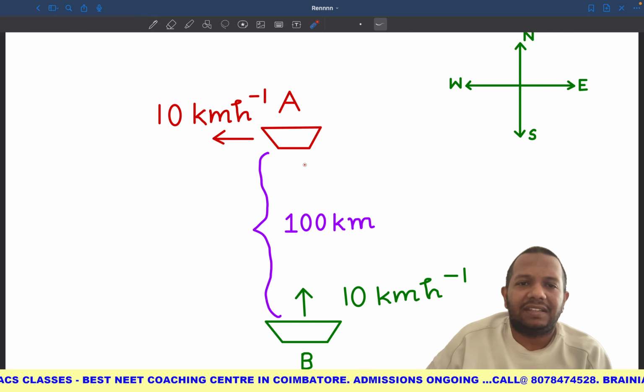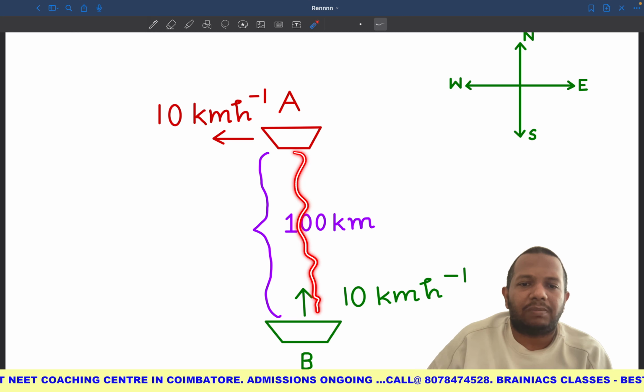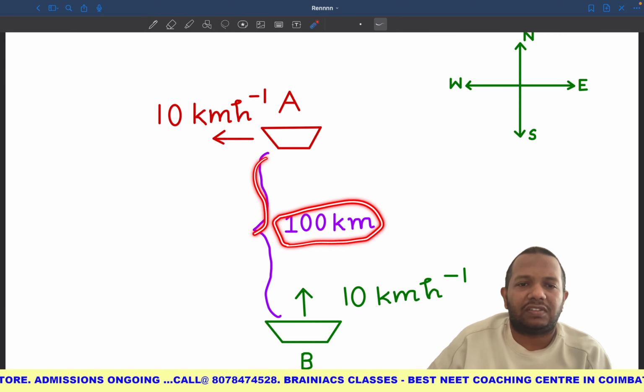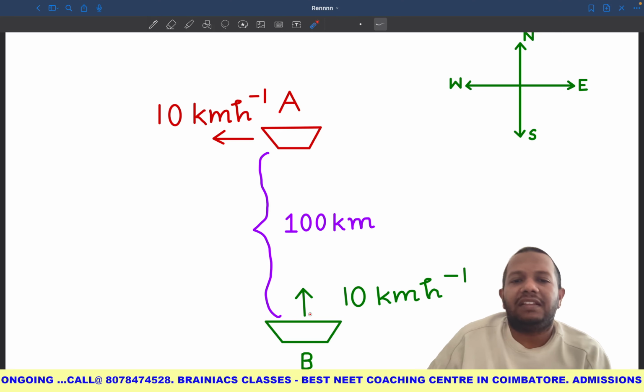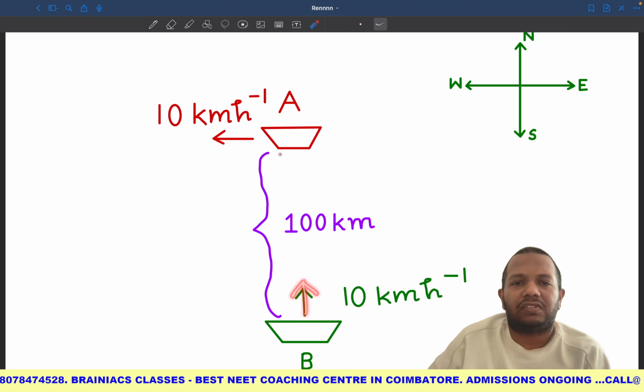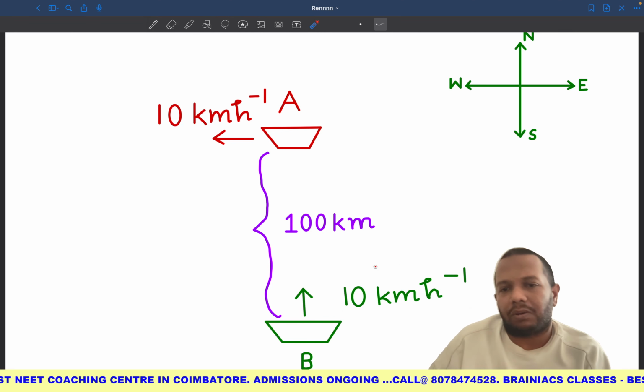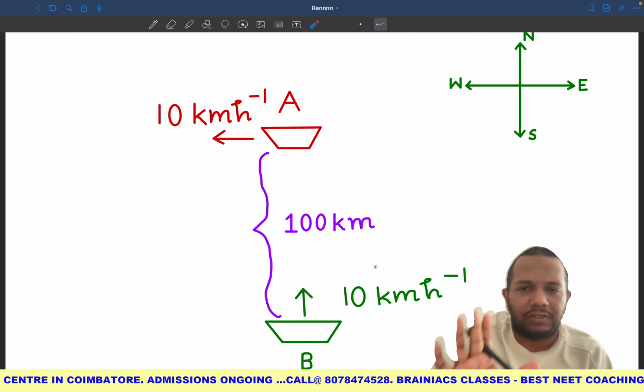This is 100 kilometers from A, so that's why I have shown here this distance is 100 kilometer, and ship B is moving in the upward direction with a speed that is the same as the other one, that is 10 kilometer per hour. So this is the explanation of this question.